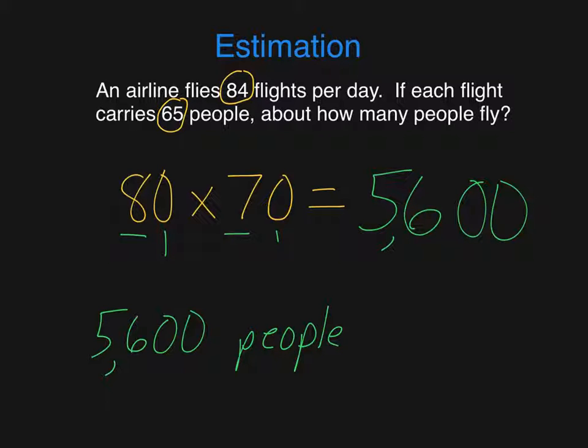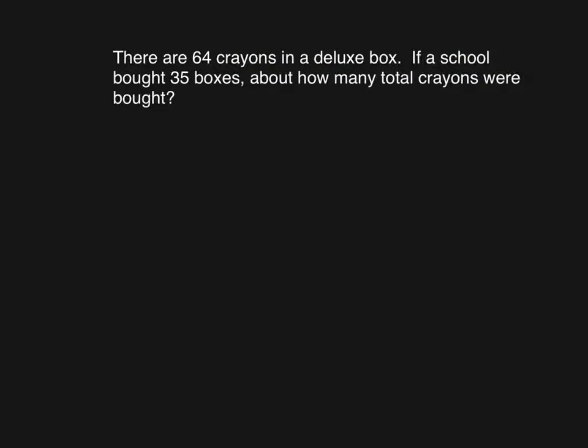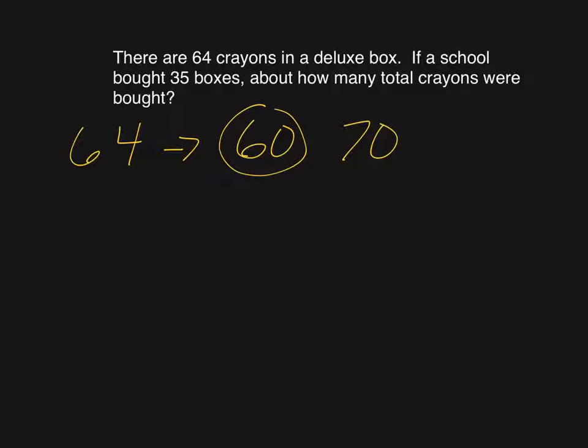Let's move on to our next one. In our next question, there are 64 crayons in a deluxe box. If a school bought 35 boxes, about how many total crayons were bought? Alright, so again, we are thinking of estimation, so 64. Is it closer to 60 or 70? Since it is a little bit closer to 60, we're going to go ahead and use that in our problem. And then 35. 35 is right in the middle when you think of rounding.